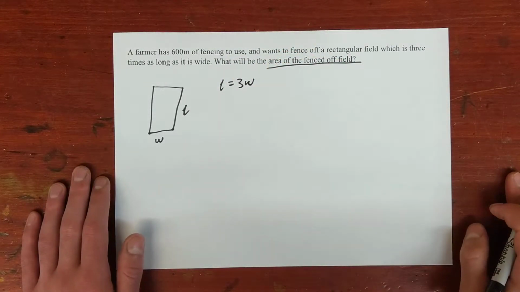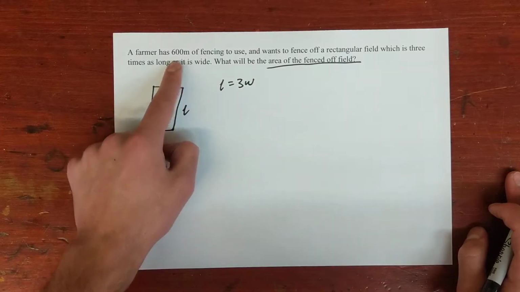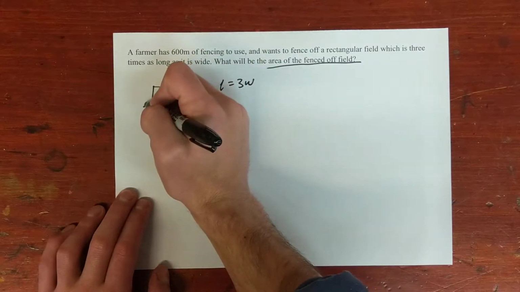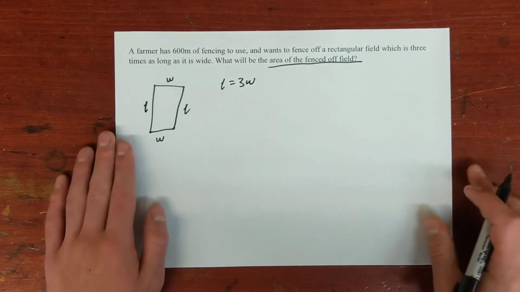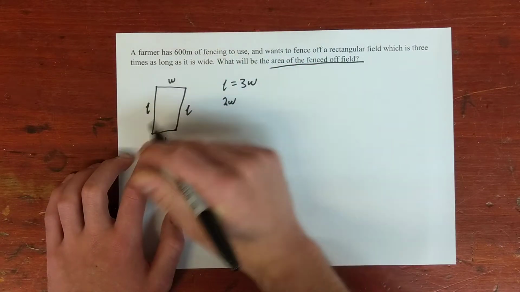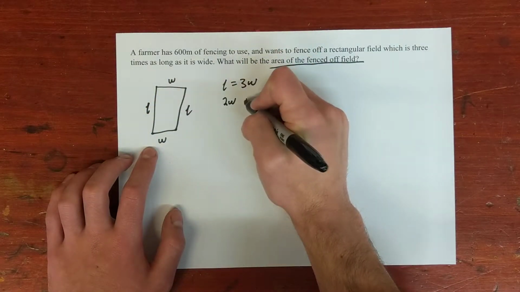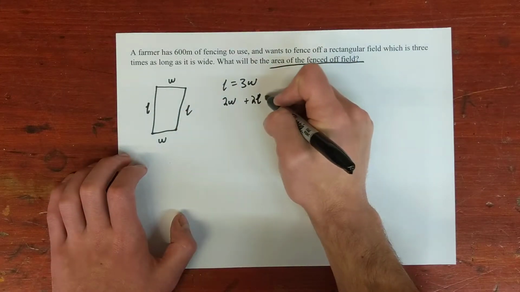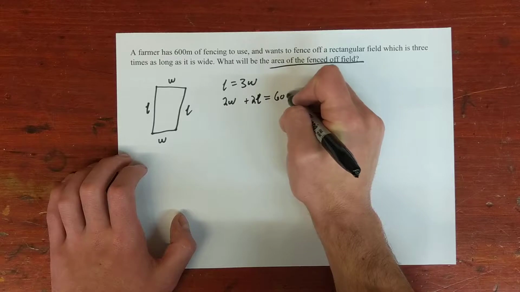Now the other bit of information that I have in here is that altogether there's 600 meters of fencing. That means that my perimeter is going to equal 600. So that's 2W, these two, plus 2L, these two, together equal 600 meters.